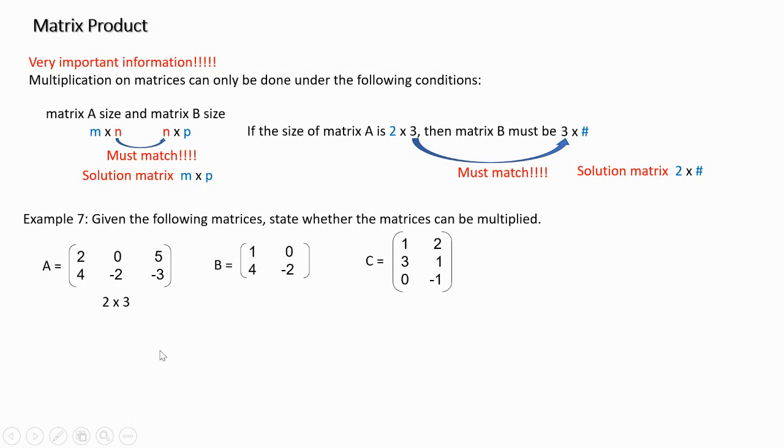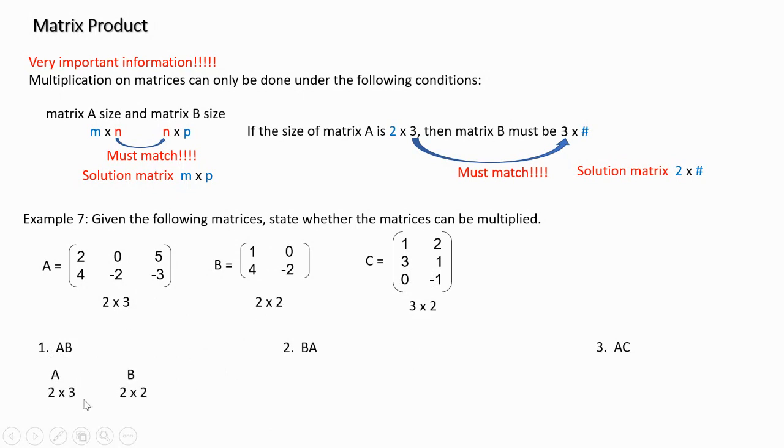Matrix A is 2 by 3. Matrix B is 2 by 2. And matrix C will be a 3 by 2. Can we multiply matrix A times matrix B? Anybody on the chat, just put yes or no. No, right? Jacob says no, and I agree with Jacob because the inner numbers do not match. So no, it cannot be done.